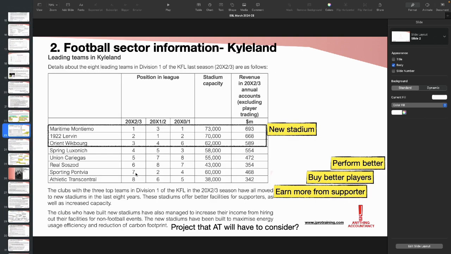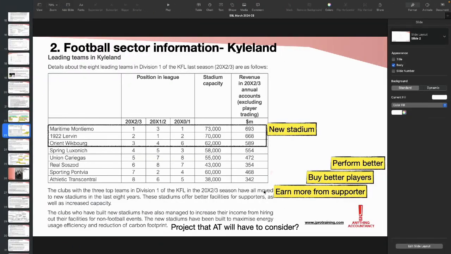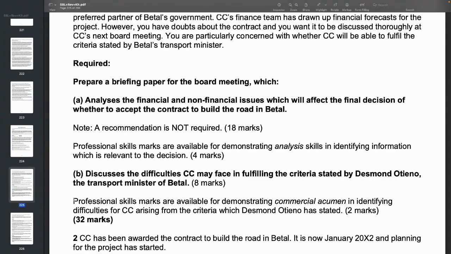Well, they did say something. The clubs with the top 3 Division 1 have all moved to new stadiums in the last 8 years. So this is the clubs, the top 3 teams.